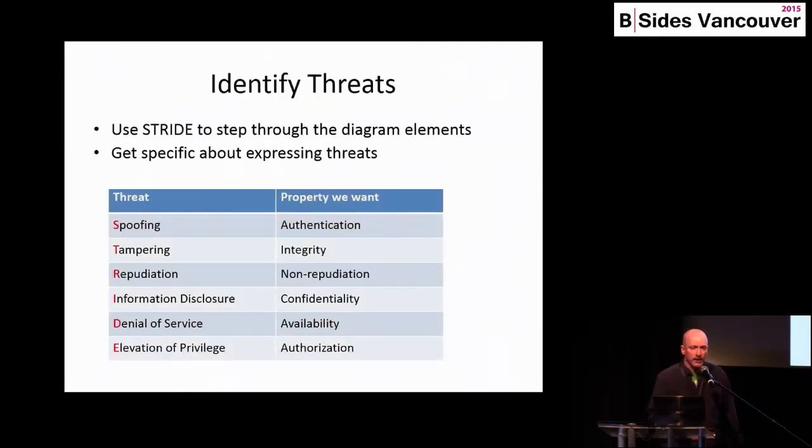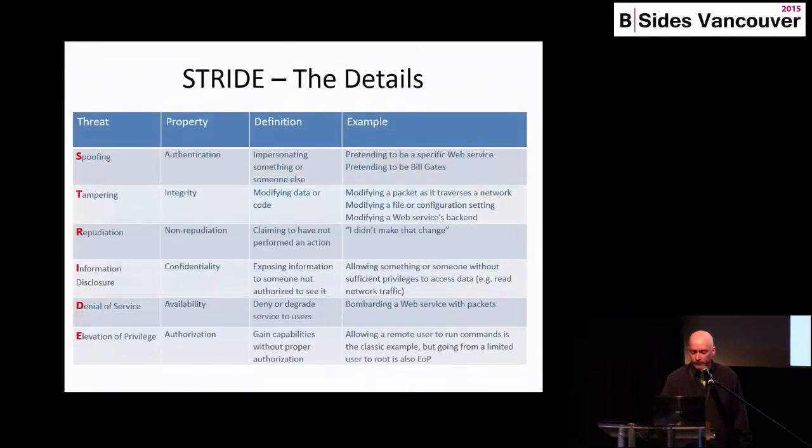So for threat identification, I use the STRIDE model. There are other nomenclatures out there. I'm familiar with STRIDE, so that's what I've chosen to talk about. STRIDE is an acronym for spoofing, tampering, repudiation, information disclosure, denial of service, and elevation of privilege. They all refer to properties that you want. These are threats against those properties. Let's talk about some details.